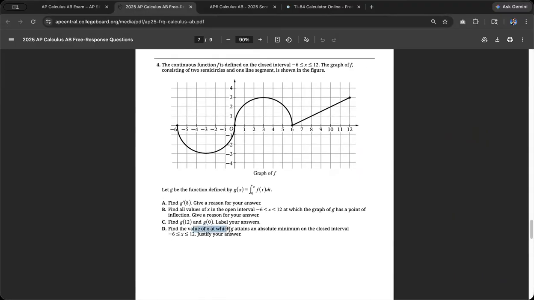Find the value of x at which g attains an absolute minimum on the closed interval -6 to 12. Okay. Justify your answer. What is our absolute minimum? Well, keep in mind too, in this situation, this would be a positive value. Here you have your negative value, and then you have adding a negative value. So really, let's use color codes for this actually.